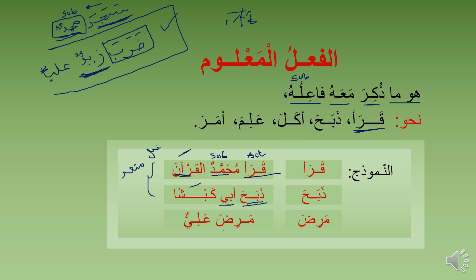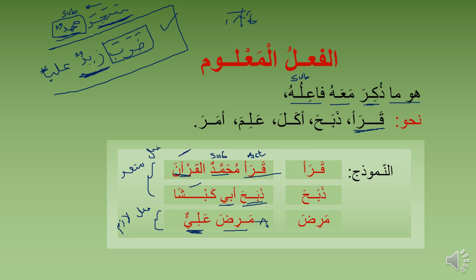So this marida is also what? An active verb. Why? Because the fa'il is mentioned with it. You can see the fa'il. Ali is the fa'il. You have the one who is sick. So Aliyun is the subject. So marida Aliyun is an active verb. You can see this sentence is from what? From fi'lun lazim. Fi'lun lazim.